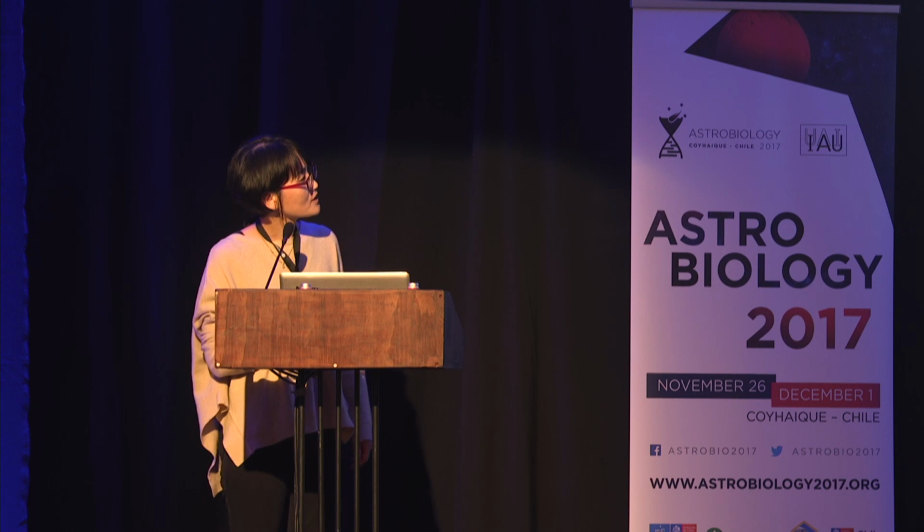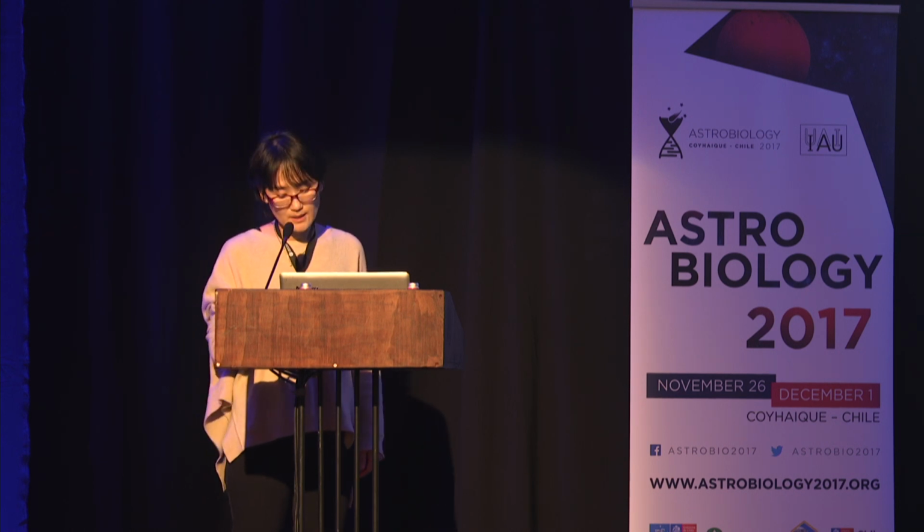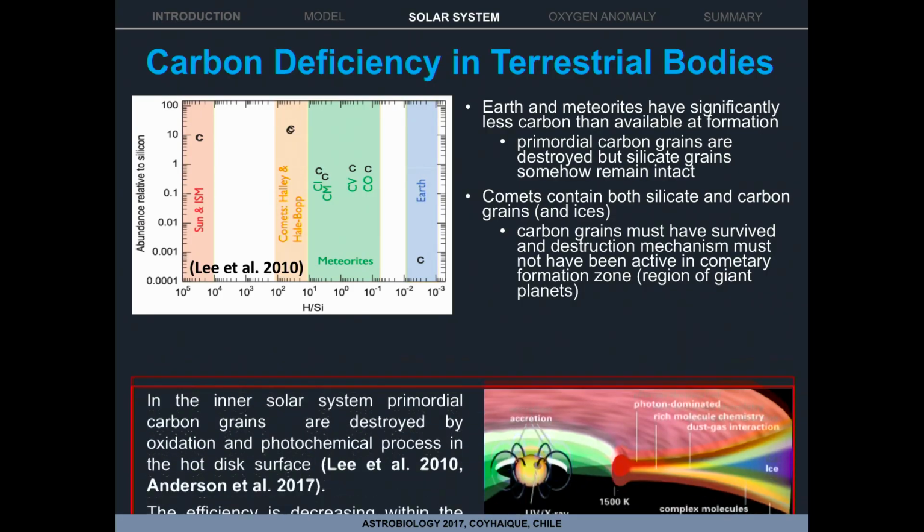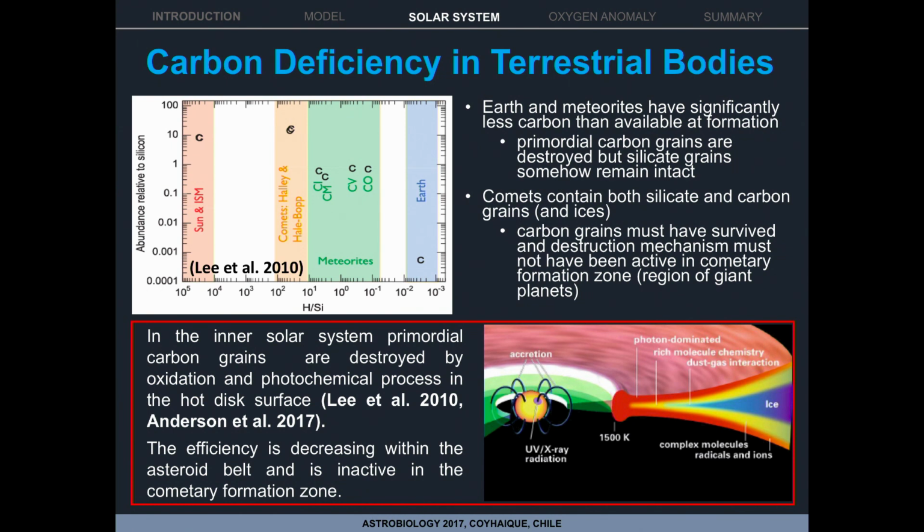Therefore, in order to destroy the primordial carbon grains, we need a mechanism. And according to our calculation, the primordial carbon grains can be destroyed by oxidation and photochemical processes in the hot disk surfaces. The efficiency of this destruction decreases within the asteroid belt and is inactive in the cometary formation zone.